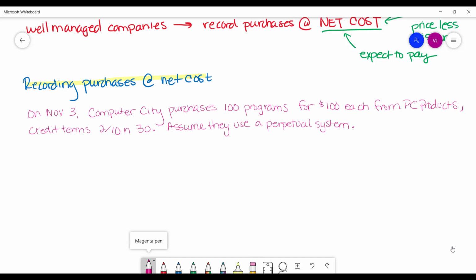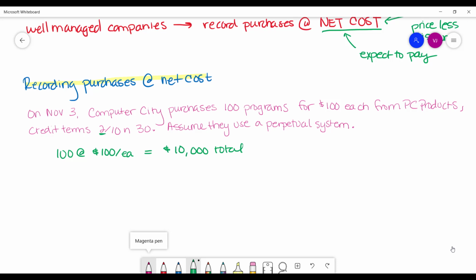All right, so let's take a look at this problem here. It says on November 3rd, Computer City purchases 100 programs for $100 each from PC Products. Credit terms 2/10 net 30. Assume they use a perpetual system. Well, if they purchase 100 programs at $100 each, that comes out to $10,000 total purchases. So under the net cost method, remember we record the purchase assuming we will pay in time to get the discount. So how much would the discount be?